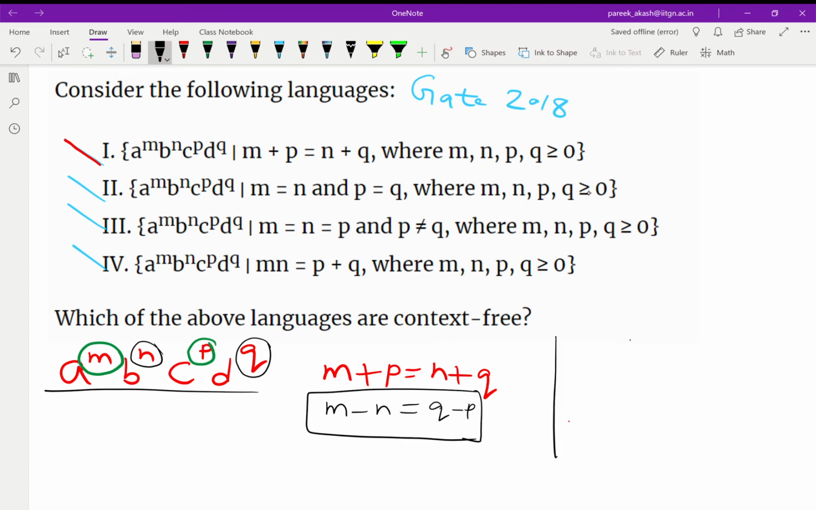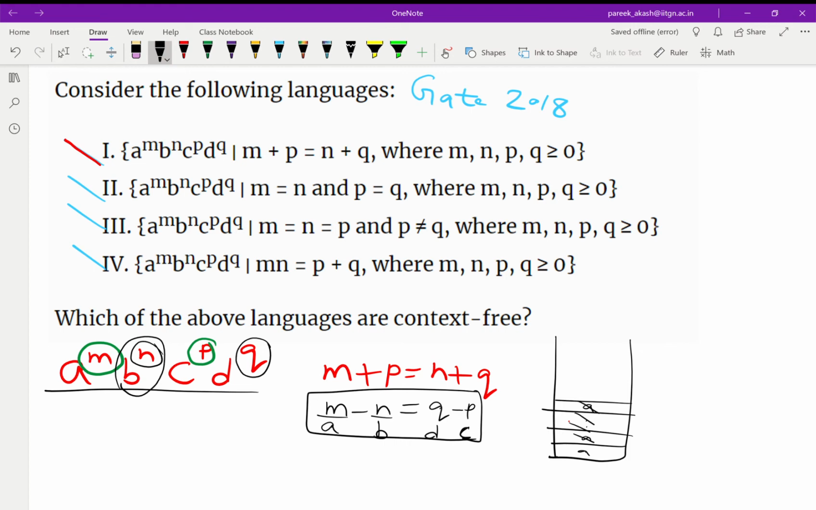Then what we can do is that we know that m is for a and n is for b, q is for d and p is for c. So first we'll push all the a's, and then when we see some b, we will pop some a's. Suppose m minus n, that means a minus b, so there might be a situation that some a's might be left.